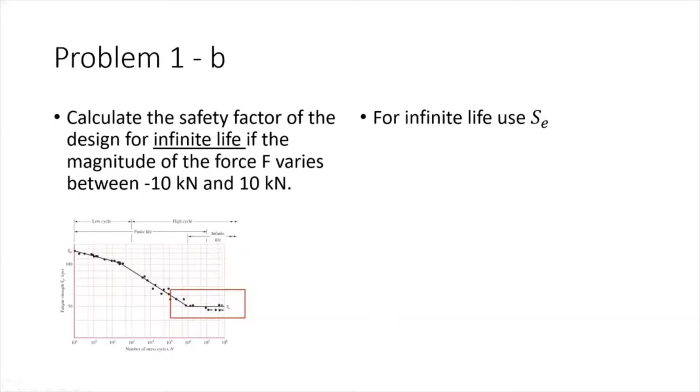This time, we need to find the safety factor for infinite life. Remember the SN curve. In the case of steels, a knee occurs in the graph, and beyond this knee, failure will not occur, no matter how great the number of cycles. The strength corresponding to the knee is called the endurance limit, SE, or the fatigue limit. The region where the curve becomes parallel to the x-axis is called the infinite life region.